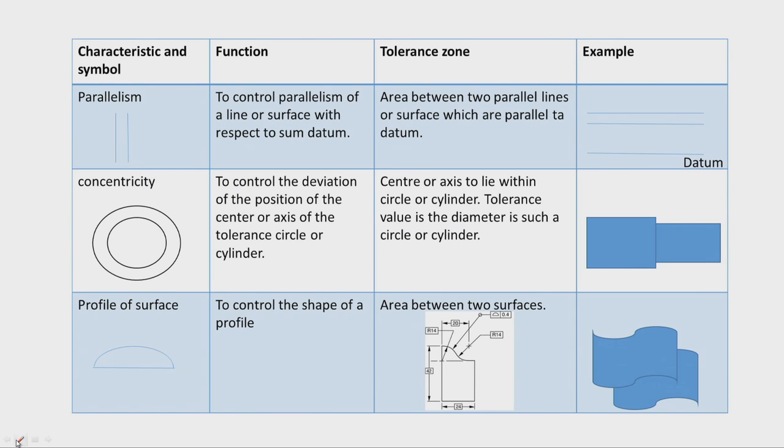And similarly, we have the symbol for parallelism. Say we have a workpiece like this, and this top surface should be parallel to this datum. The datum is shown like this. So, this is the datum, say A, surface A is the datum, and all the points on this particular surface or line should lie within these two lines or surfaces separated by the given amount of tolerance. For example, 0.01 mm, high points and low points all should lie within these two lines or two planes.